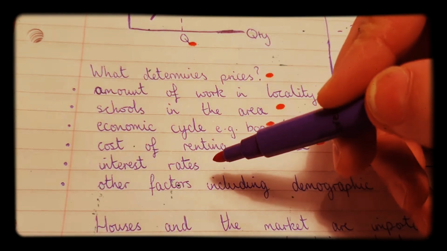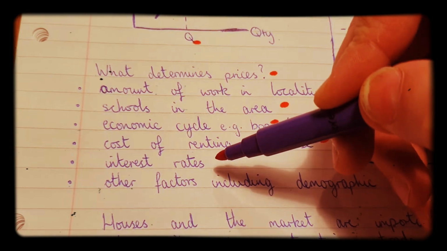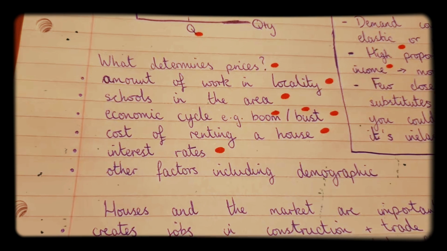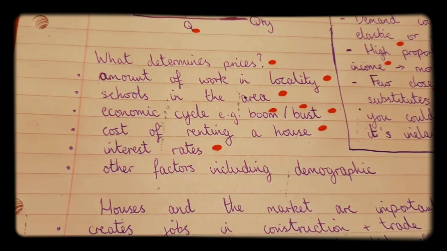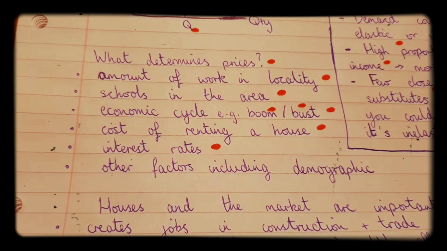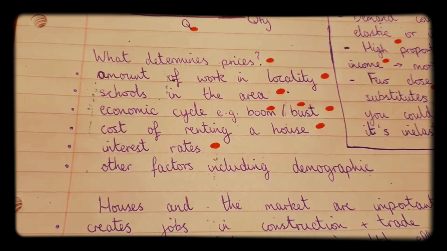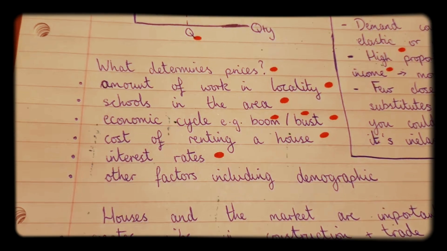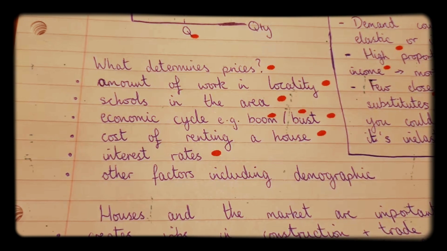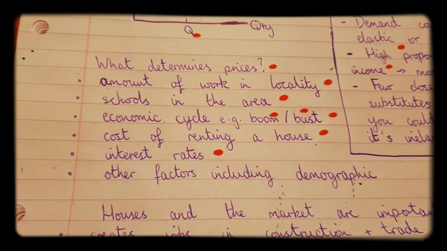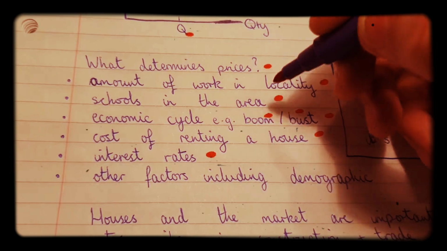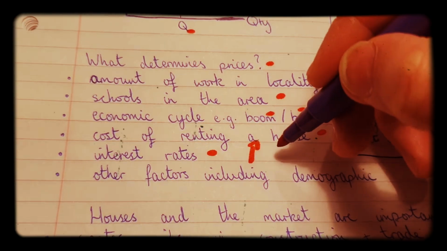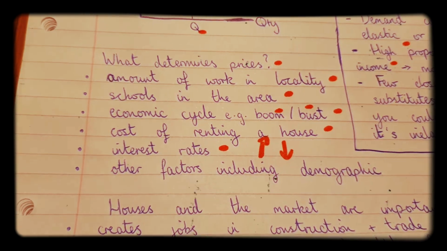Another thing that determines the price of houses is the interest rate. If interest rates are very high, it means that mortgage payments are going to be a lot higher as well, and people's monthly payments will start going up. What this will mean is people are unable to afford to buy houses, and therefore if the interest rate goes up, then the price of houses will start to come down as a result.